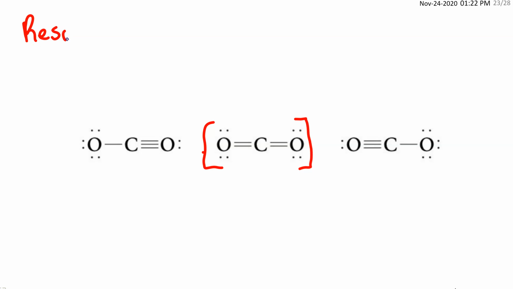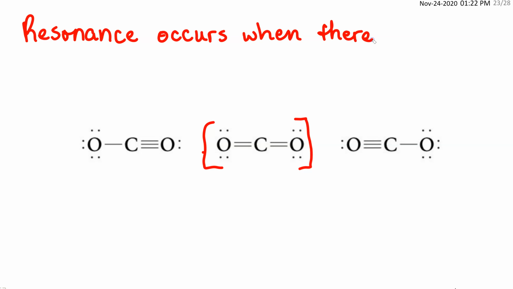Resonance occurs when there are multiple possible correct Lewis structures for a compound.